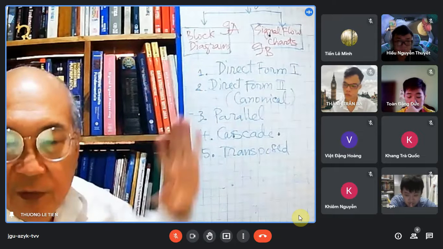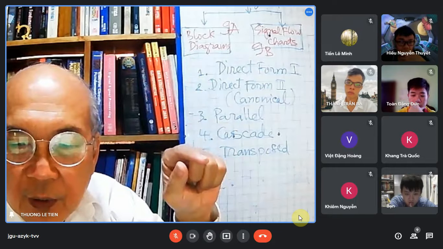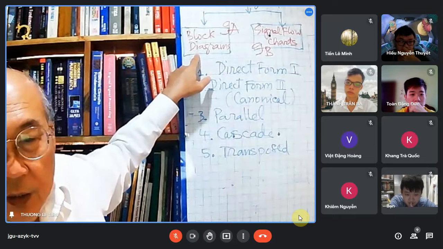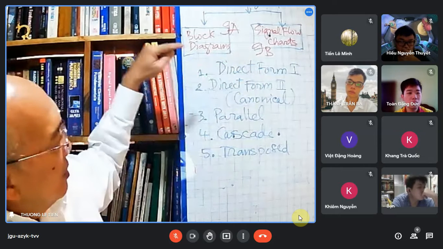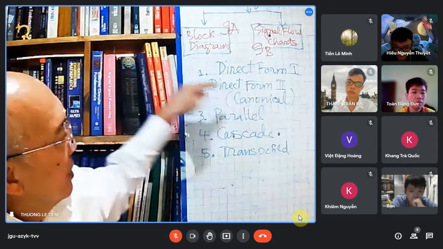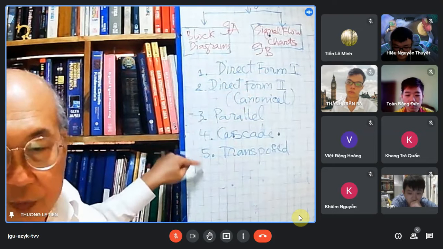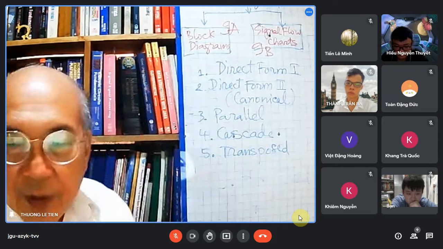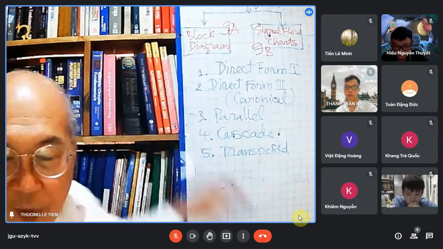In general, we have 5 forms, or 5 structures. They are direct form 1, direct form 2 or canonical form, parallel form, cascade form, and transpose form. Okay, we have 5.